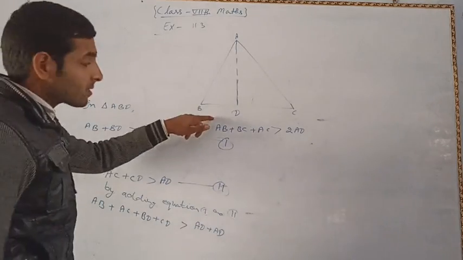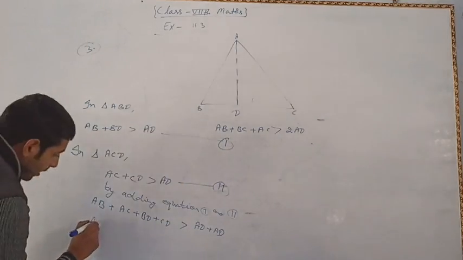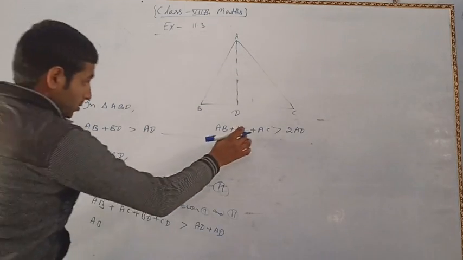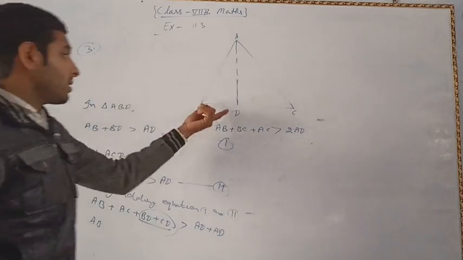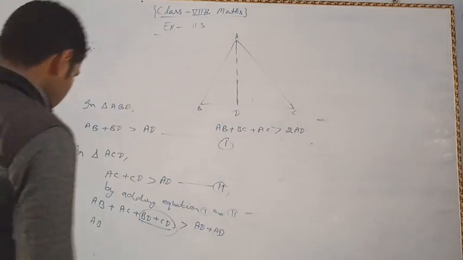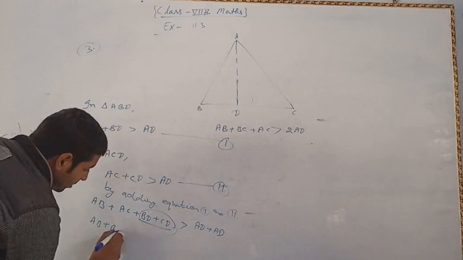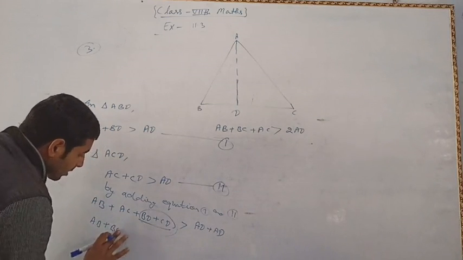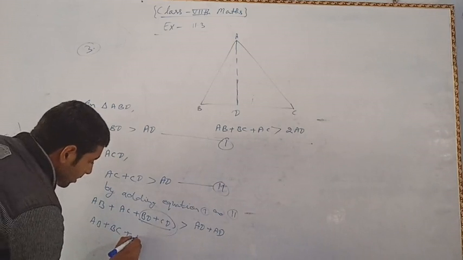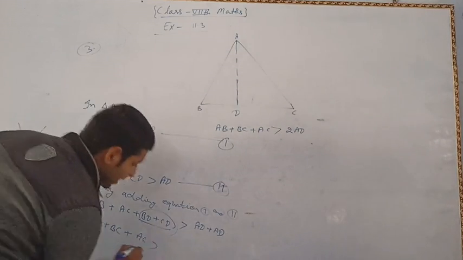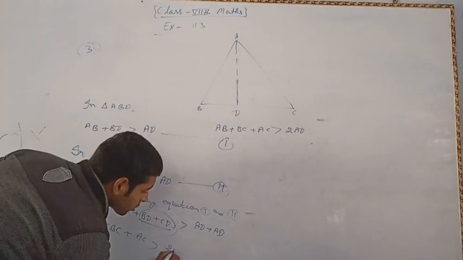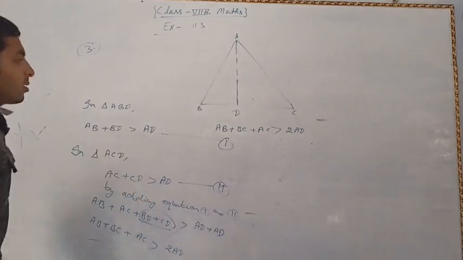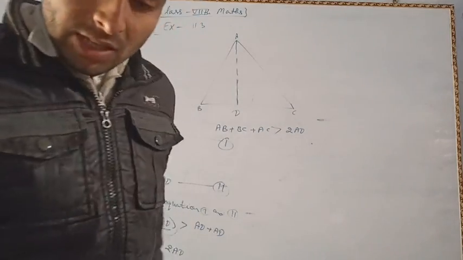Here we have to prove this. So from here AB plus BC, now BD plus CD is equal to BC, plus AC is greater than AD plus AD, that is 2AD. So 2AD, that we had to prove. This is our solution.